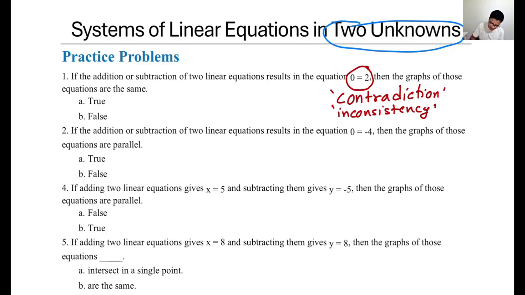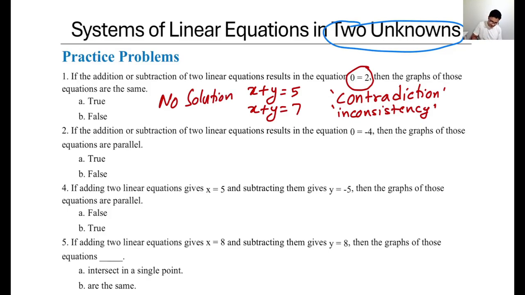So, a simple example: one equation tells you x plus y equals 5. The other equation tells you x plus y equals 7, suppose. And if you subtract these two equations, you will get exactly that 0 equals 2. Now you think about this. How can x plus y be both 5 and 7? That cannot be possible, right? In such a case, obviously there is no solution.